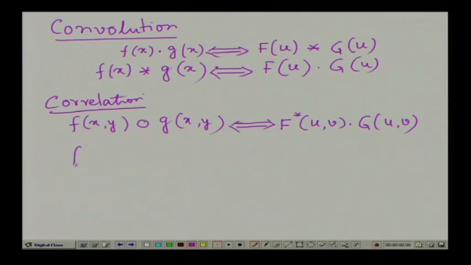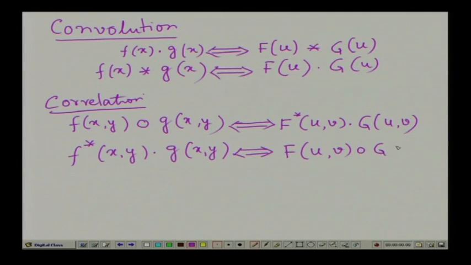And similarly, if I take the multiplication in the spatial domain, that is f star(x,y) into g(x,y), in the frequency domain this will be equivalent to F(u,v) correlation with G(u,v). So, these are the two properties which are known as the convolution property and the correlation property of the Fourier transformations. So, with this we have discussed the various properties of the discrete Fourier transformation.